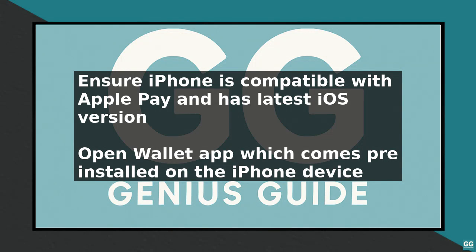To configure Apple Pay on iPhone, start by ensuring your device is compatible with Apple Pay and that you have the latest version of iOS installed. Open the Wallet app, which comes pre-installed on your iPhone. If you cannot find the Wallet app, you can swipe left on your home screen and type Wallet in the search bar to locate it.